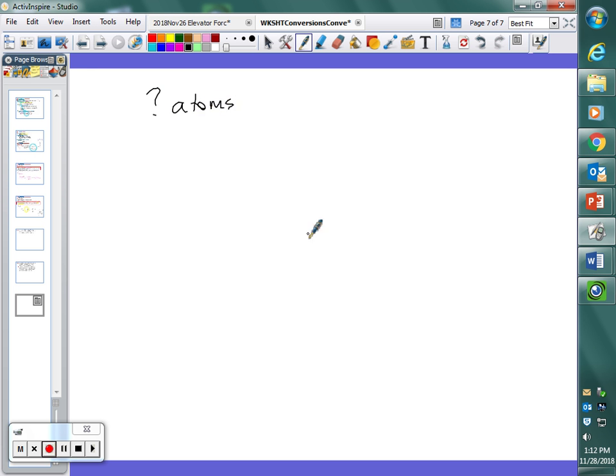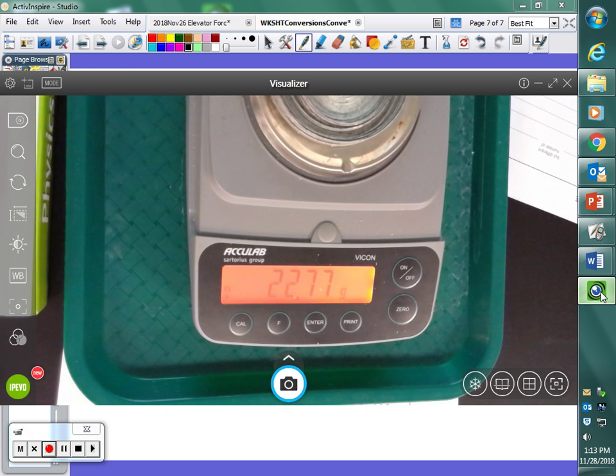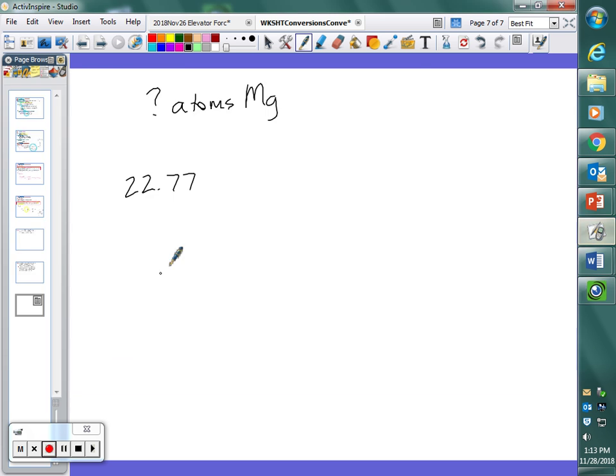Okay. Now, one thing that I will make a suggestion for you moving forward. As we start doing more problems dealing with elements and different types of atoms, it will help you keep things straight if, after we talk about the unit, give me the element that we're talking about so we know atoms of what. So we're trying to find how many atoms of magnesium are in that roll. Do you remember what the mass of the roll was? 22.77, I believe, right? Let's pull the visualizer up here. Okay, there it is. Yeah. All right. So we have 22.77 grams of magnesium.